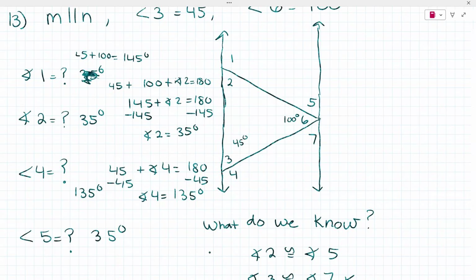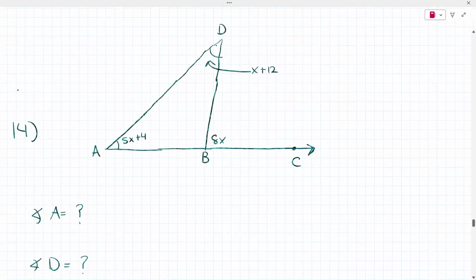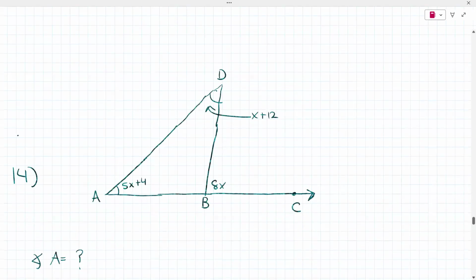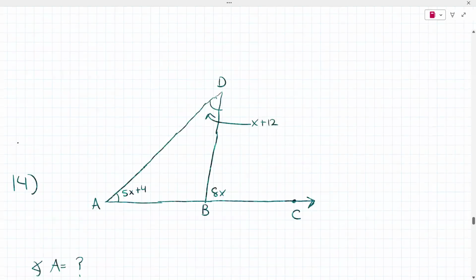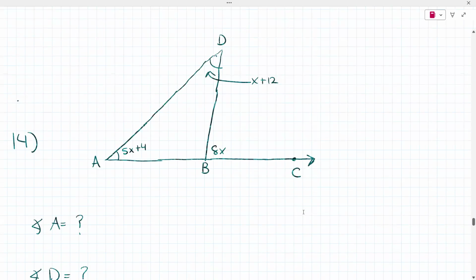Okay, let's move on to 14. Okay, 14, we have this triangle, right? We have this triangle and then this straight line. I've got to figure out what angle A is. And yeah, so what can we say?